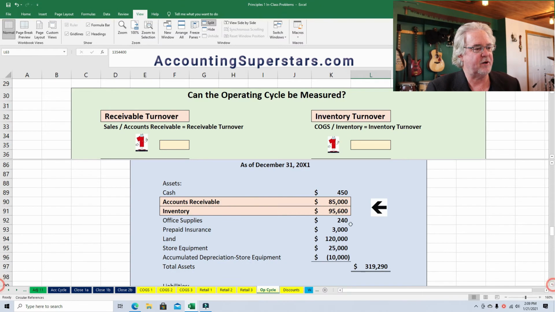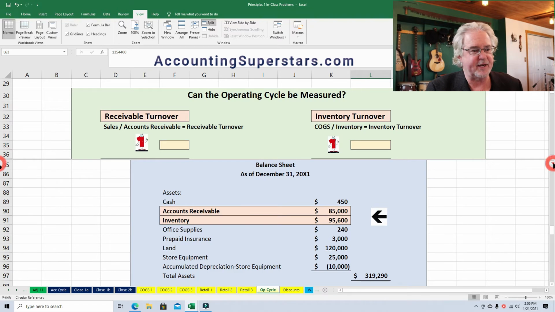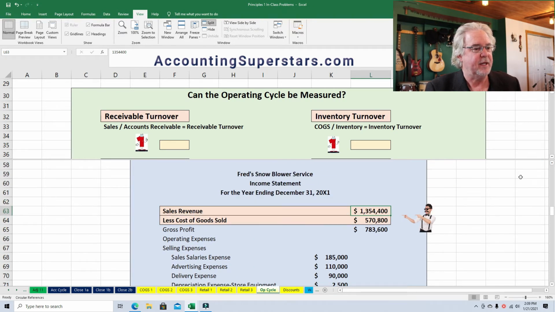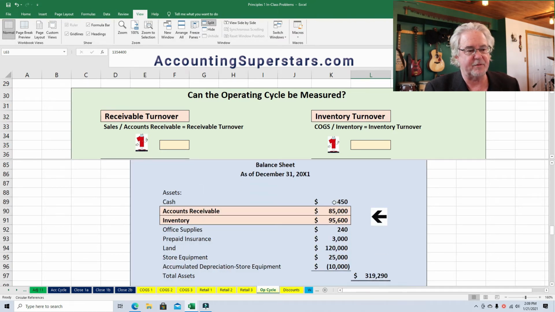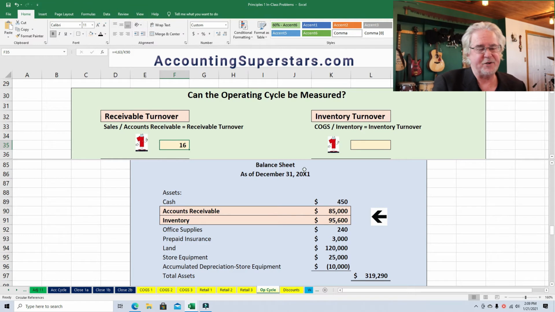And let's see what we have here. Accounts receivable, 85,000. So what I'm going to do, and I already did this on Excel just to make the lesson a little easier and faster, is take my sales revenue, 1,354,400, and divide it by accounts receivable, 85,000. If you do that division, here's what you get. You get 16. Now, I know some people carry this out to like 15 decimal places. I never do that. I never feel it's worth it. I just round it off. So I rounded it off to 16.